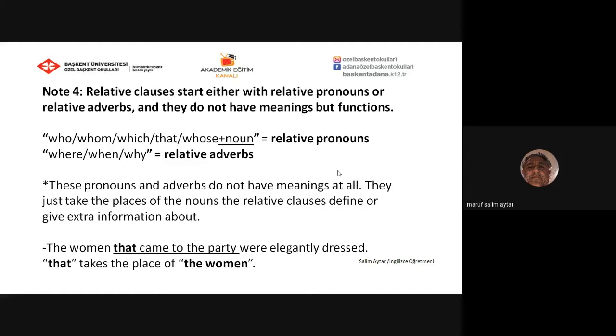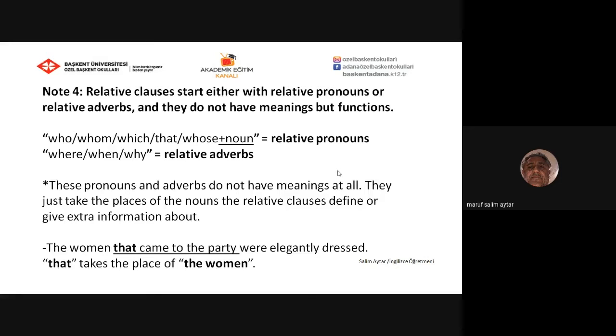Relative clauses start either with relative pronouns or relative adverbs. And they do not have meanings, but functions. I mean, who, whom, which, that, whose plus noun, they are all relative pronouns. Where, when, why, they are relative adverbs. And they do not have meanings. They have functions. They have roles in relative clauses.